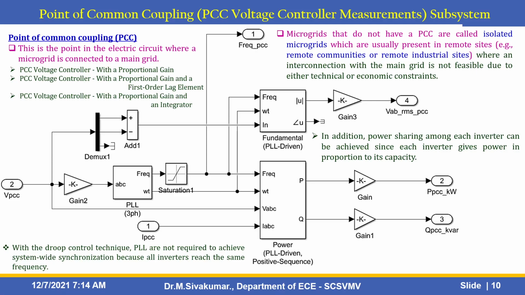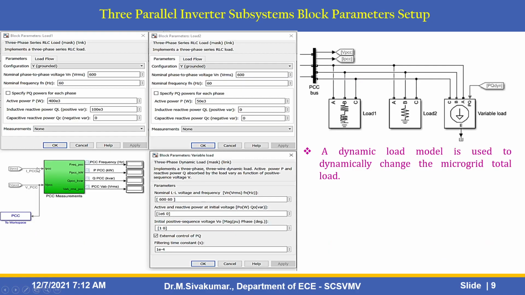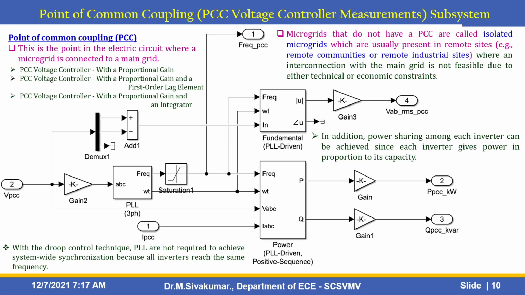Here there are three different types of PCC voltage controllers: a PCC voltage controller with a proportional gain, a PCC voltage controller with a proportional gain and a first order lag element, and the third method, a PCC voltage controller with a proportional gain and integrator. Here we are using the proportional gain and integrator. Here we are using a voltage regulator and current regulator for these three inverter subsystems.